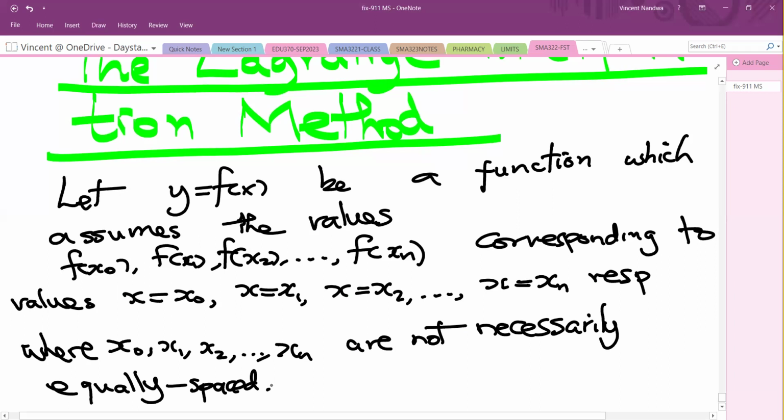So if I have values x naught, x1, x2 up to xn as my tabular points, how many tabular points do I have altogether? From x naught to xn, how many values are those?